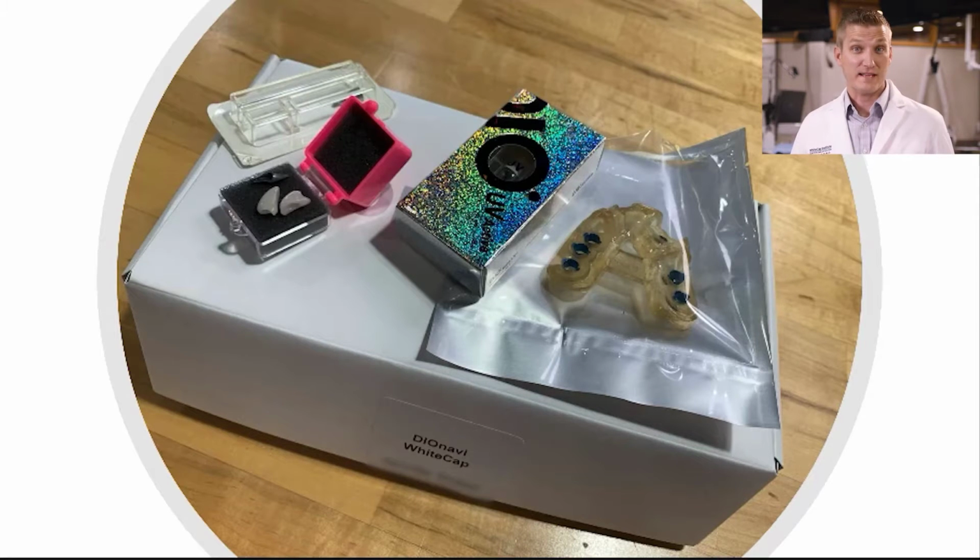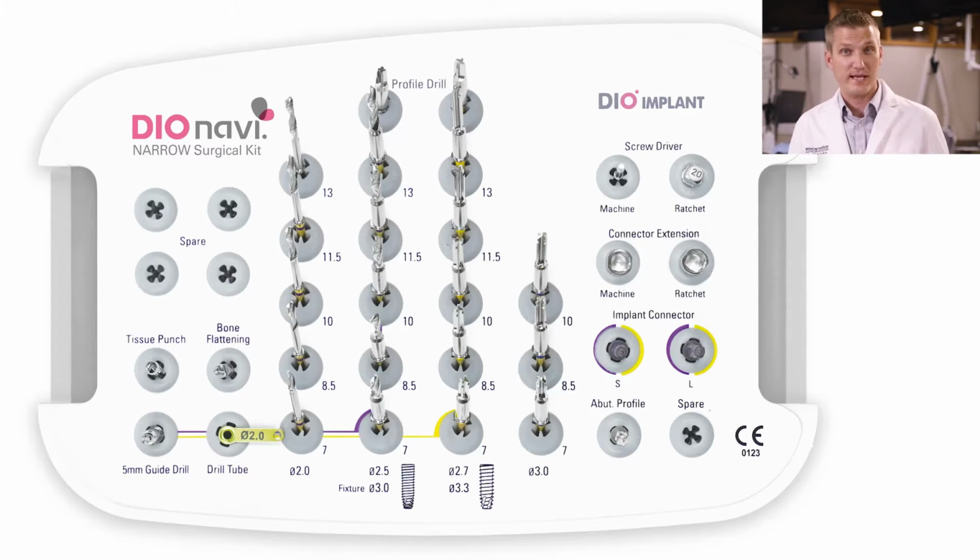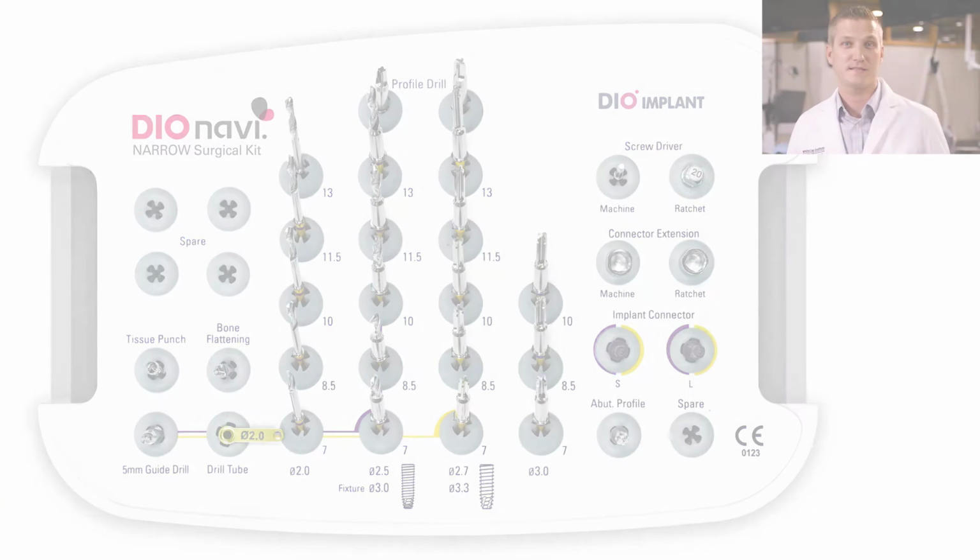So as a review, this number 10 site is going to be a narrow platform implant. It's a 3.3 diameter. We are going to use our narrow kit for this procedure. So make sure you have your narrow kit, because this is what you're going to use on your narrow platform implants. That's our case in the box. That's our case number 10. Let's go and jump into surgery.